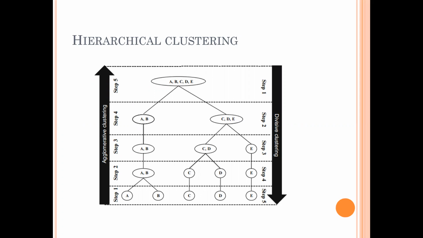So how does it happen? For example, if I see ABCDE and I want to break it into 2 groups, what are the possible groups that I can create? I can create A on one side, and B, C, D, E on another side.